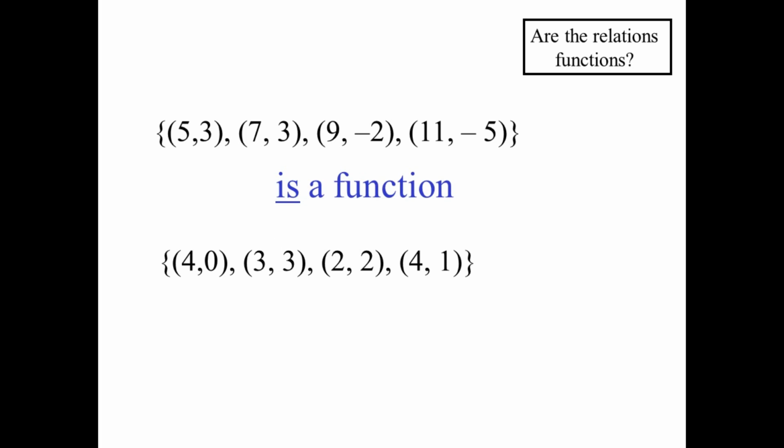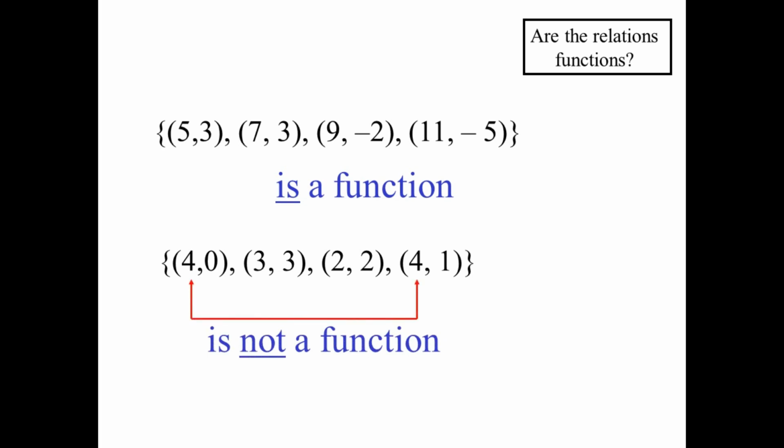Let's look at the second example. For 4, you can go to 0. For 3, it could go with 3. For 2, it could have the y value of 2. And for 4, it could have a y value of 1. Wait a minute. For 4, there could be a y value of 0. For 4, there could be a y value of 1. For every x, there's only supposed to be one y. So this one is not a function for this reason. 4 could go to 0, or 4 could go to 1.